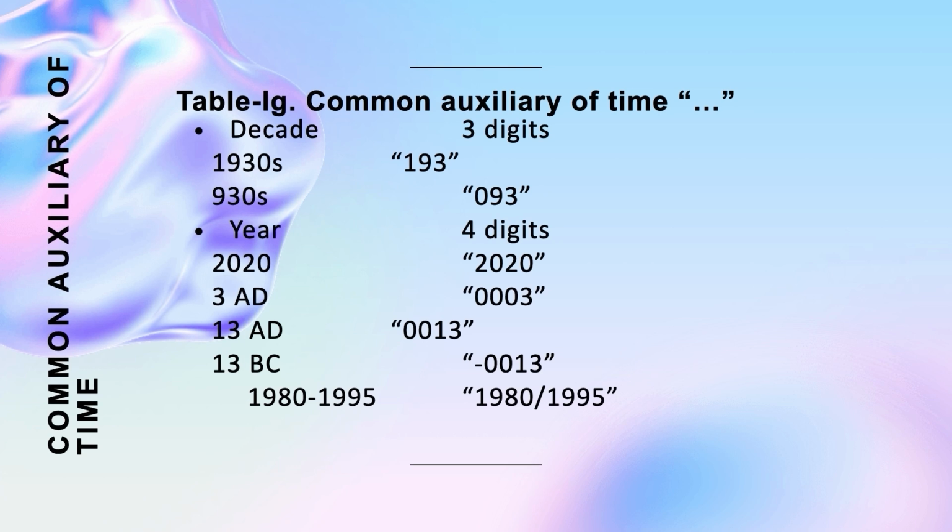In case of year, we will use 4 digits, that is 2020 within double quotation marks. If this is 3 AD, we will use 0003 within double quotation marks, that is 4 digits. In case of 13 AD, we will use 0013 within double quotation marks. But in case of BC, we will use the minus sign, so 13 BC is minus 0013 within double quotation marks. In case of a duration or span of time, say 1980 to 1995, we will use 1980 stroke 1995 within double quotation marks.